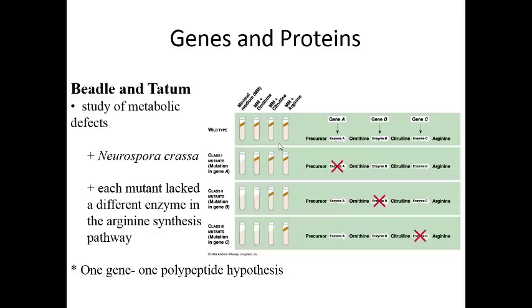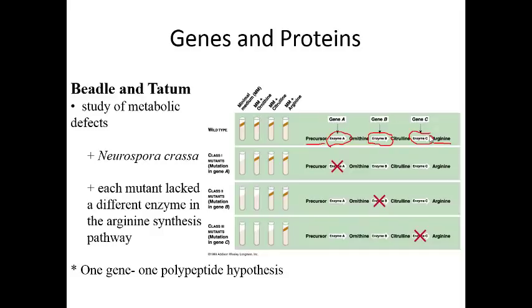They worked with a type of organism called Neurospora. This is a bread mold, and they looked at a particular metabolic pathway. This pathway begins with a precursor, and that precursor is eventually used to make arginine. This metabolic pathway utilizes three chemical reactions, and we know that each chemical reaction needs an enzyme. So chemical reaction 1 needs enzyme A, chemical reaction 2 needs enzyme B, chemical reaction 3 uses enzyme C.